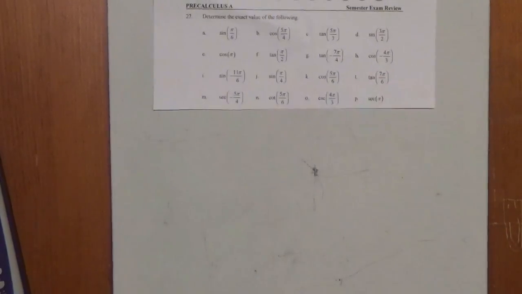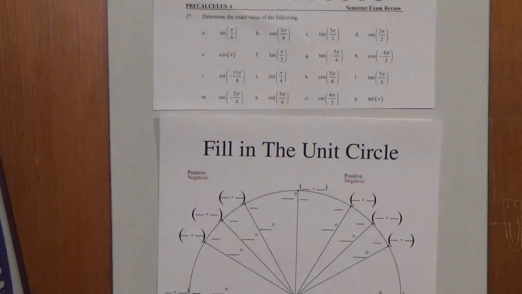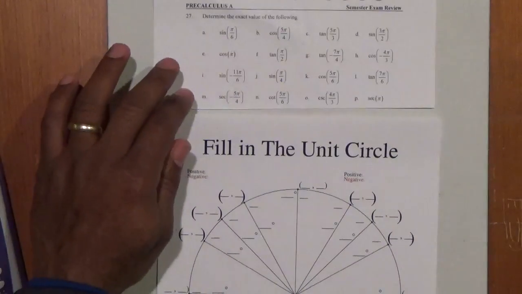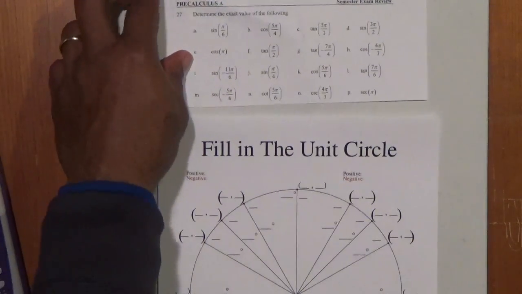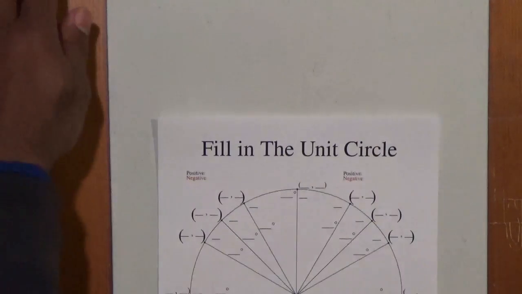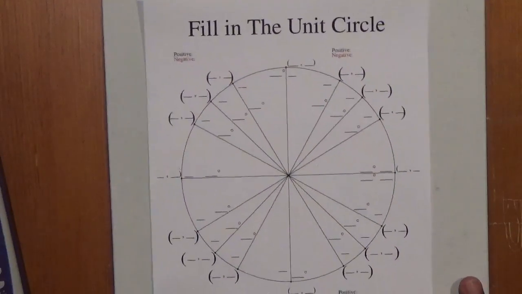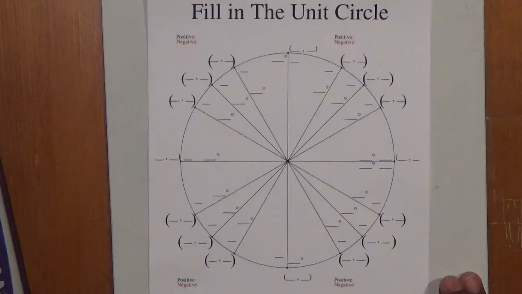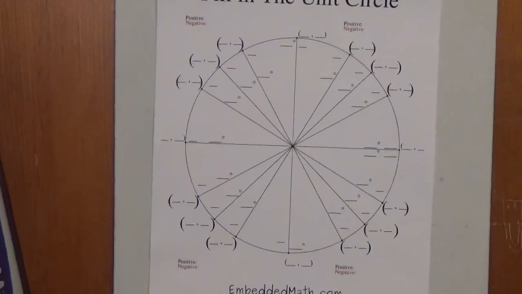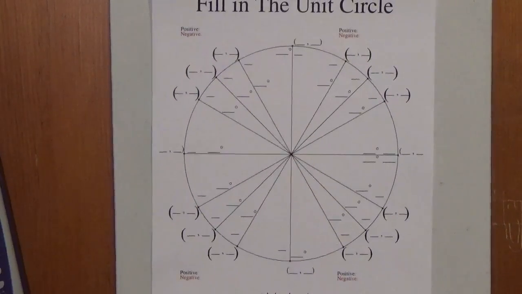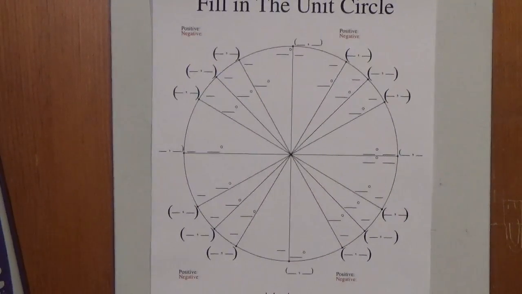All right, problem number 27. It says determine the exact value of the following. I figured this was a good time to go through the unit circle, since if you look at all the denominators, it's over 2, over 4, over 3, over 6. So these are all values from your unit circle. Let's take some time and go through our unit circle. Hopefully you can do this before you start the test. And if you're okay with your unit circle, then fast forward through this part of the video.